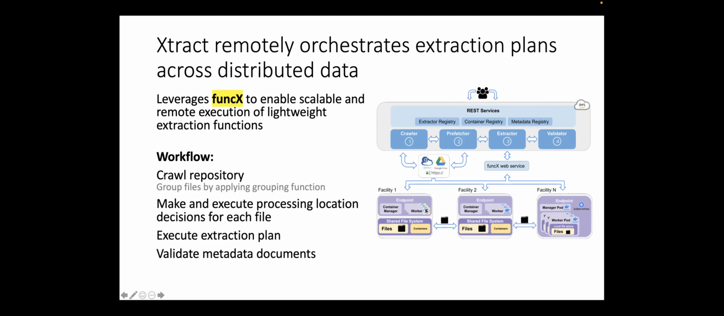And so how this goes is when a user starts a job, it starts off by crawling all of the endpoints. It basically just creates this giant master list of data. It makes and executes processing location decisions for each file, so it determines where they should go, subject to all sorts of user configurable scheduling rules. And then it executes that extraction plan by applying extractors to files. And so how does it do that now versus in the local use case? All of that decision making is happening centrally at an extraction service, but then making calls to actually send the extractors to the files via the FuncX web service.